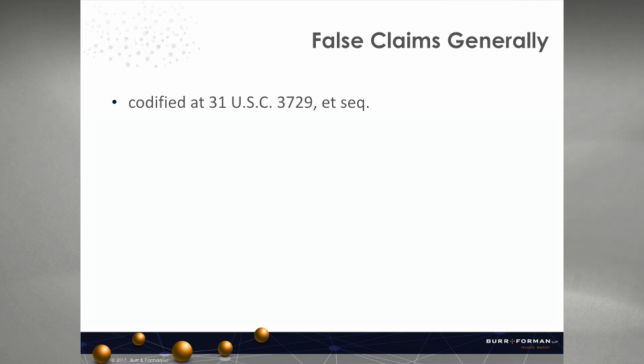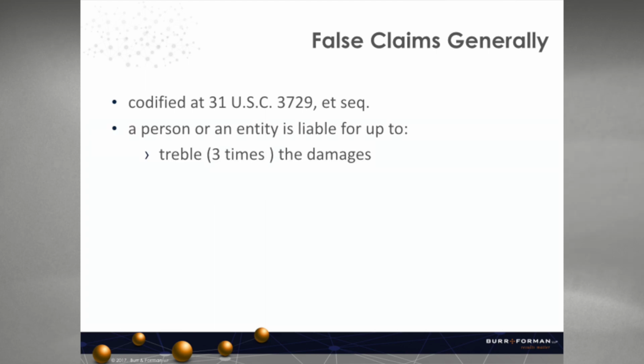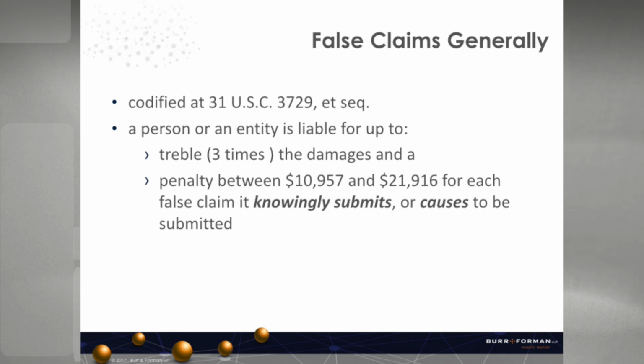But for purposes of today, let's talk about the damages that can arise as a result of a violation of the False Claims Act. A person or an entity, in our case a hospital, is liable for up to 3 times the damages, which means if a claim, for example, is reimbursable at $1,000, the government has paid the hospital $1,000, then the government is entitled to 3 times that amount in damages, or $3,000. In addition, and the biggest part of the False Claims Act is the civil monetary penalties.